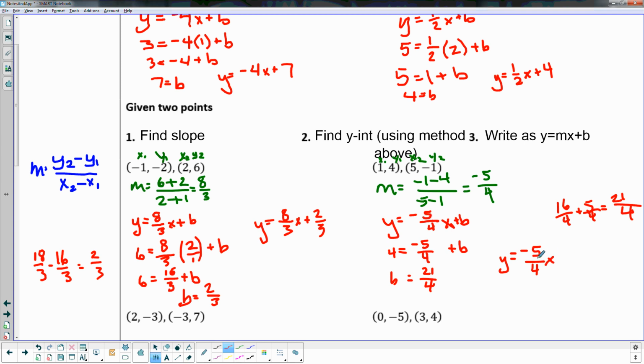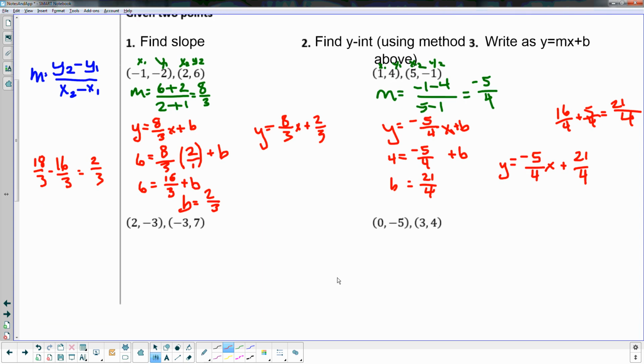The reason for that, when I'm graphing these, if I were to ask you to graph these, a fraction as your slope is much better than a decimal. So here we get -5/4 x plus 21 over 4. That's our answer. Okay. Looking at the next one, again, we're only going to pray that it gets better. We'll see.